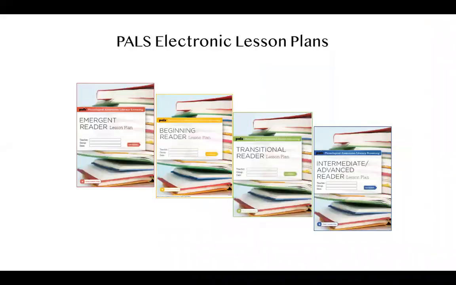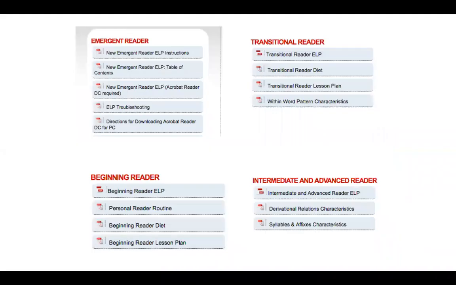Of course, we want to always look for differentiated resources, and our site has many of those, such as our electronic lesson plans, which we have for the four different levels: emergent, beginning, transitional, and intermediate and advanced. All of the ELPs are found within each of those corresponding sections. Our emergent ELP in particular links that data really well, because even within the emergent ELP, it differentiates. So definitely something you might want to check out as one of our resources to help you make that link between data and instruction.